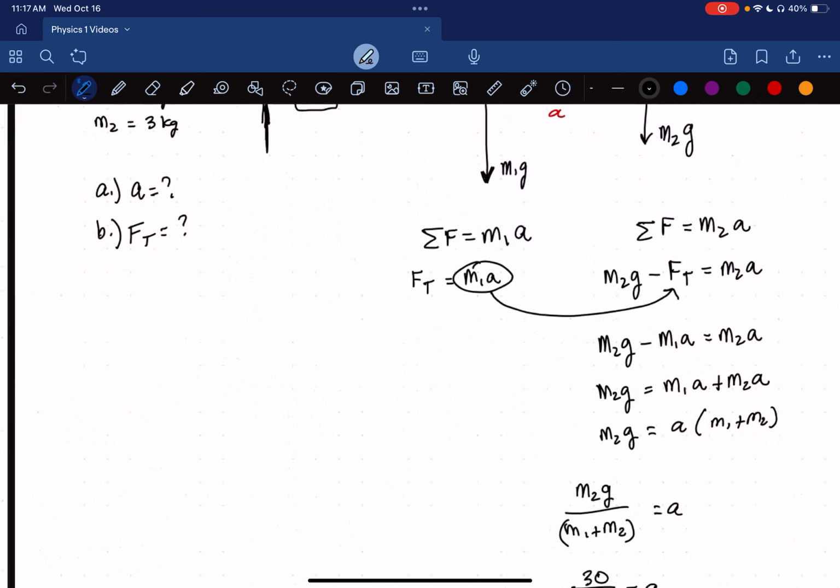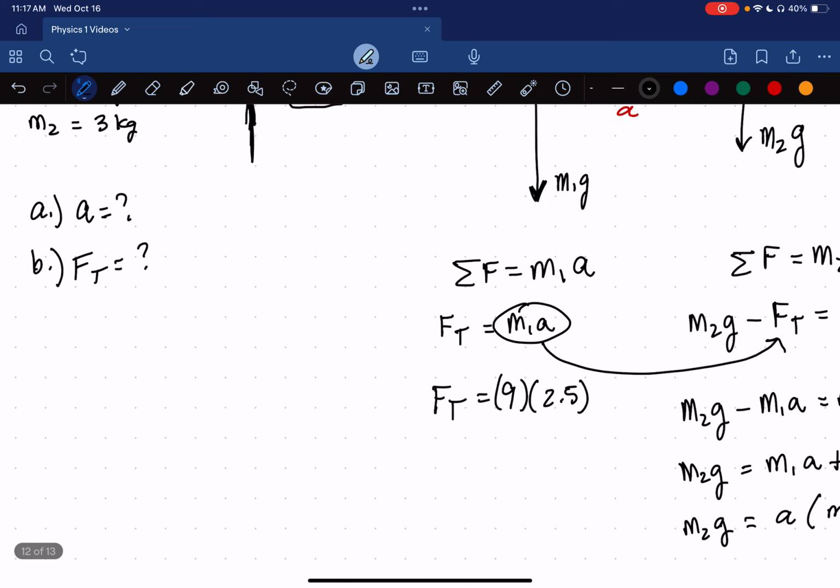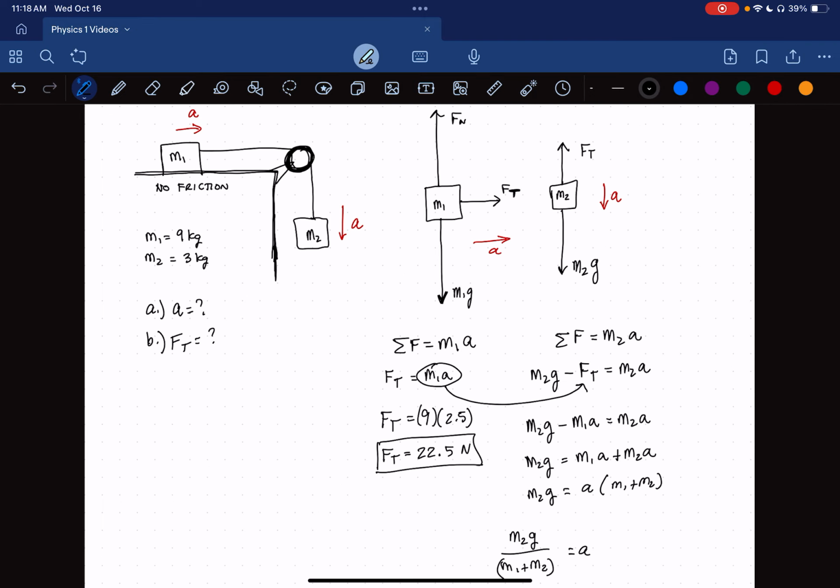Now we're going to solve for Ft. It's very easy now. Ft is over here. We'll put in mass 1, which should have been the 9. The acceleration is 2.5. 9 times 2, 18. 18 plus 4.5, 22.5. Should really calculate just to be sure. Cool. 22.5 is the tension force.